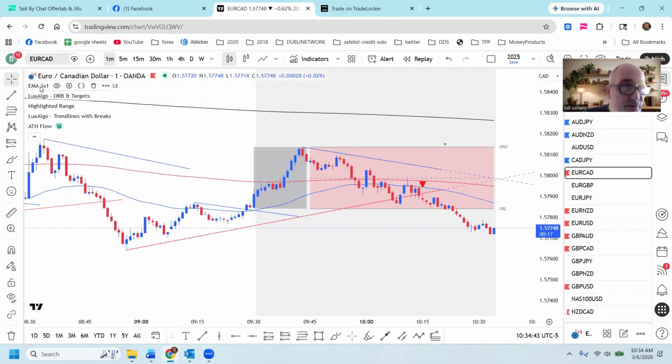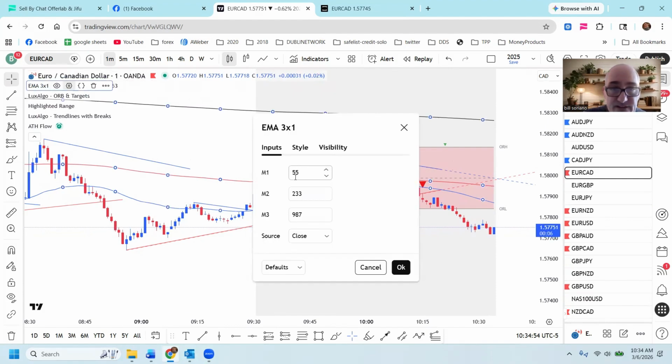So again, here's your 3-in-1 indicator right here. You can find it under indicators here, right? You just type that in. And again, we have this set 55, 233, 987. Those are the three moving averages we use. This is just one I have on here. These two you don't have to worry about.